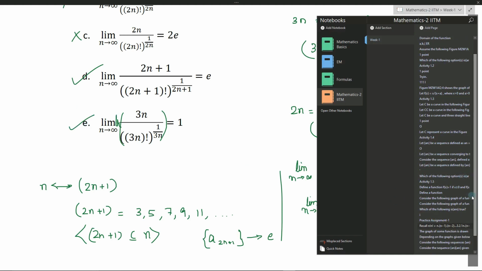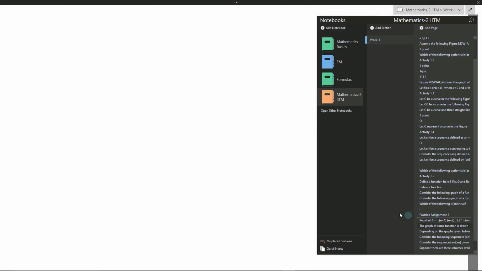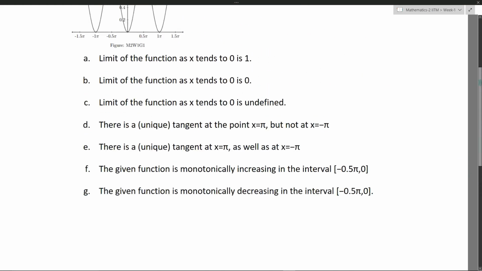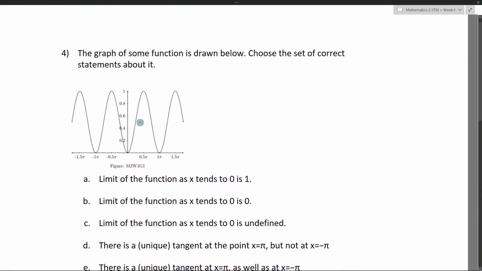Moving on. Question 4. For question 4, the graph of some function is drawn below. Choose the set of correct statements about it.